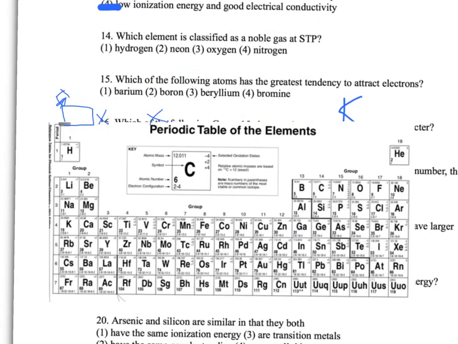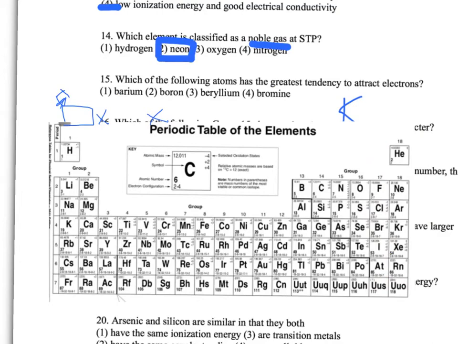Next, what we're asked to do is find a noble gas at STP. So recall that the noble gases are group 18, so we're just finding an element here in group 18, and neon is a noble gas.